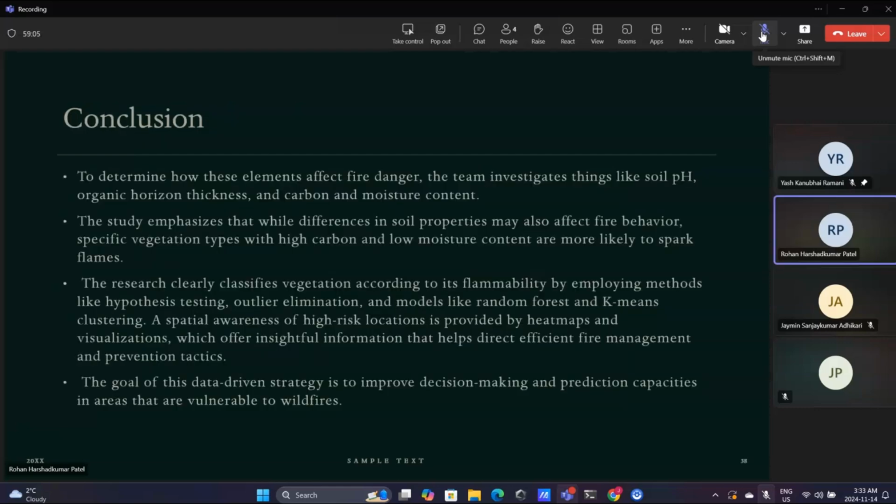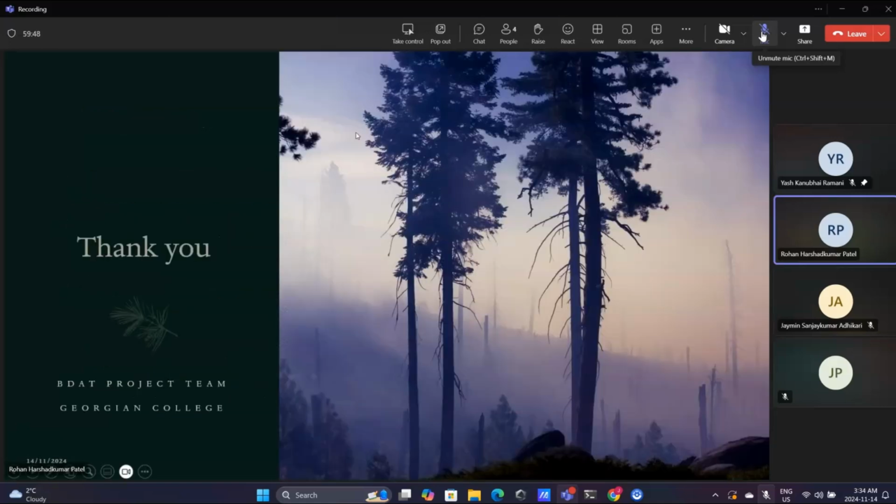In conclusion, this study underscores the role of vegetation in wildfire risk, highlighting specific types that are more likely to serve as fuel by analyzing the carbon, moisture content, soil pH, and other variables. We have mapped vegetation types according to their flammability. Our predictive model and visualization provide spatial awareness of the fire-prone areas, supporting effective fire management strategies. Ultimately, our data-driven approach is aimed at enhancing prediction capability and aiding informed decision making for wildfire prevention. Thank you.